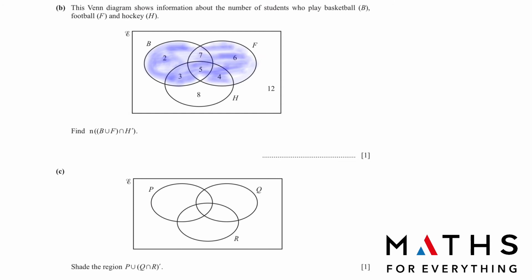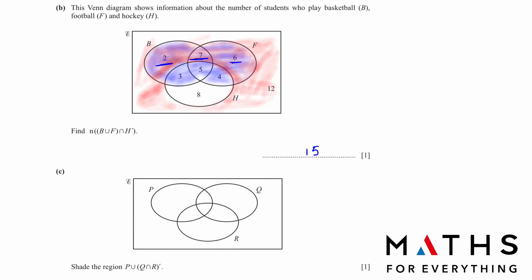Intersects with H complement or H dash. I prefer to say not H. So it is not in H. It means it is everything outside this circle. So it will be like that. Not including which is in H. Even the 12 out. Everything that is outside this circle. Intersects means it is common. It is in A and it is in B union F and also in not H. So what are the numbers that are there? Can you see them? 2 is common, 7 and 6. These are the numbers that are common. So we add them up. 2 plus 7 plus 6, 15 is the answer.